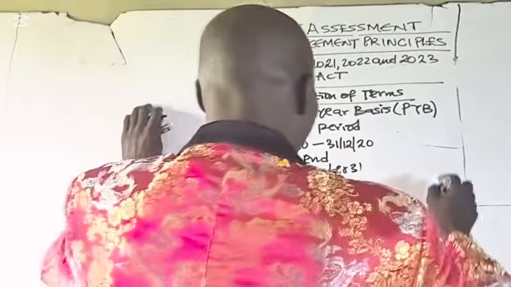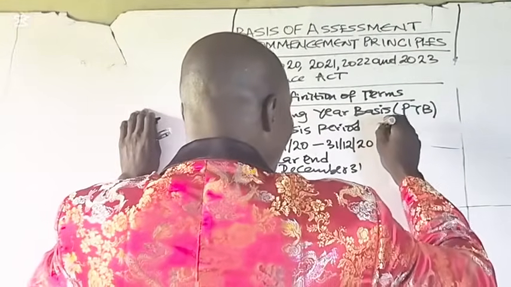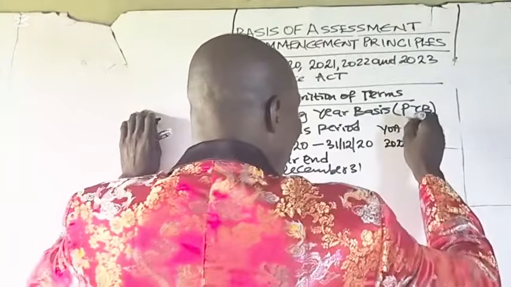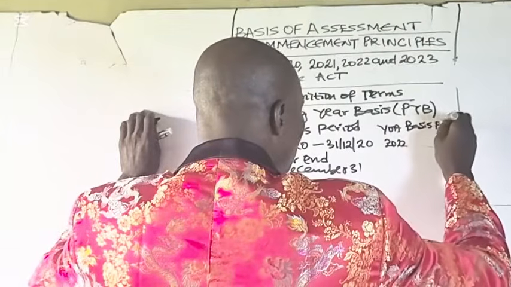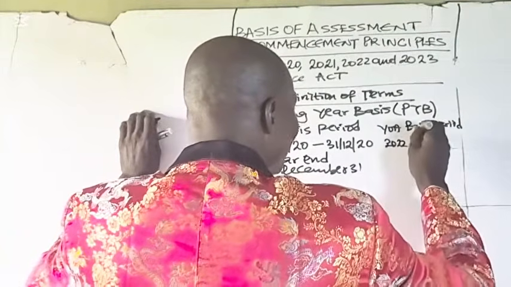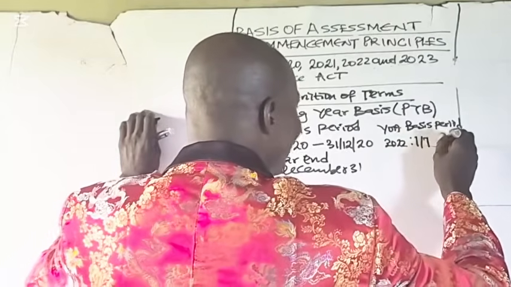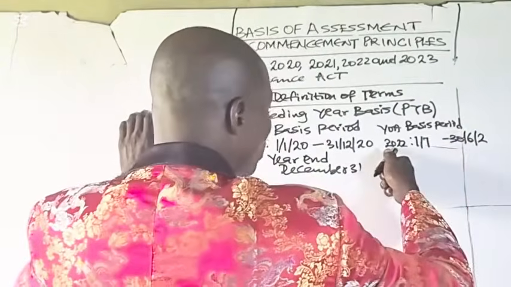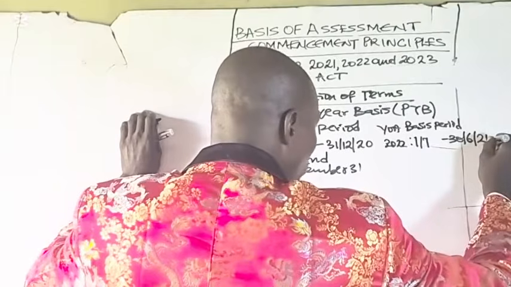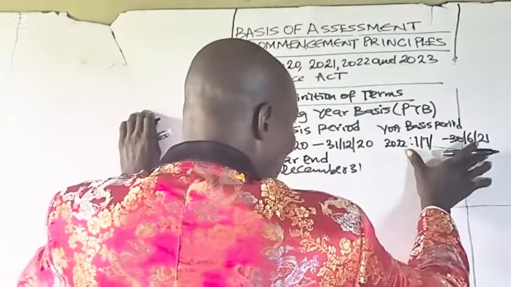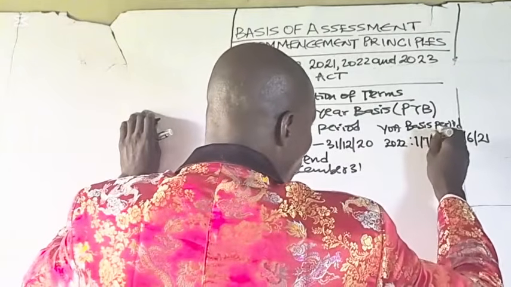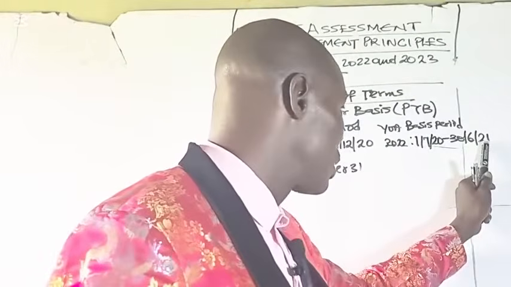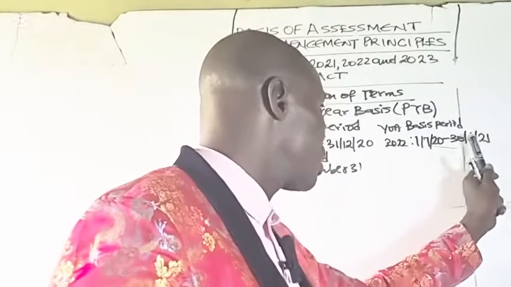But if the year end is June, so year of assessment 2022, the basis period will be 1st of July to 30th of June. The preceding year to 2022 will be 2021. That means you end it in June 2021. If you want to have exactly 12 months, you must have started from July 2020. That is why we ended it on 30th of June 2021.